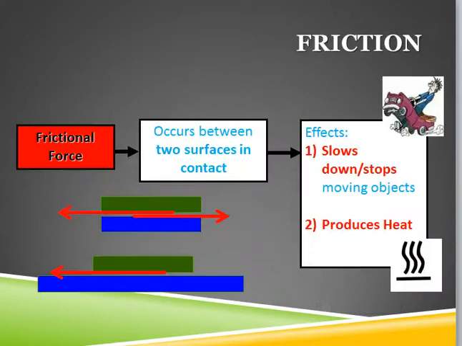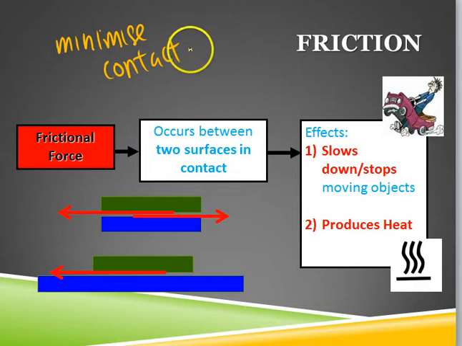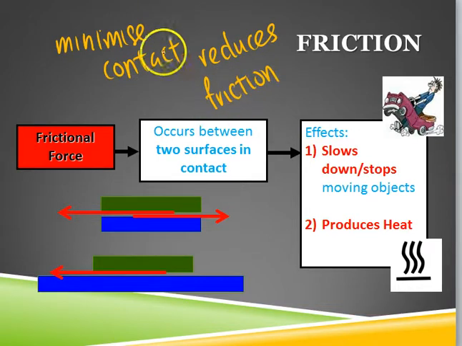Now, for friction, it occurs between two surfaces in contact. Take note, the surfaces must be in contact for friction to occur. If you can minimize contact between surfaces, you actually will help to reduce friction. Obviously, if there's no contact, definitely there's no friction. So minimizing contact reduces friction.